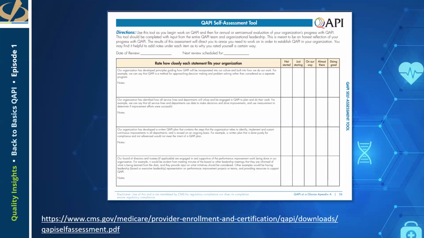A powerful yet underutilized resource for evaluating your facility's QAPI plan is the QAPI self-assessment tool from QAPI at a Glance. It's easily accessible through the CMS website or via the link on this slide. This 4-page tool helps to assess your progress across 23 different areas. Honest and thoughtful completion of this tool is key.